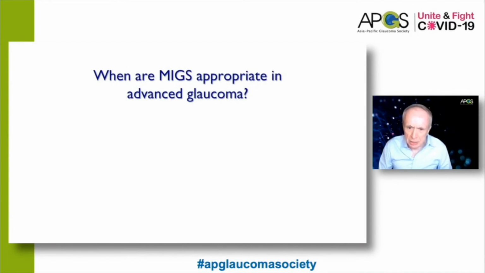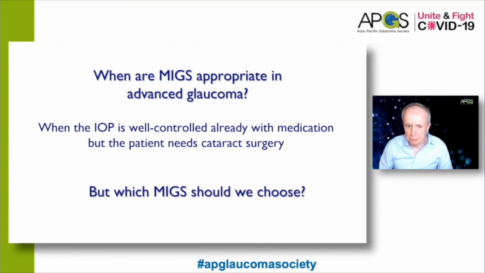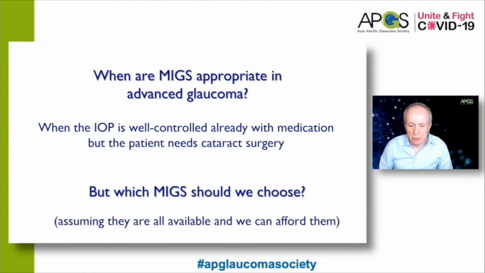However, there are circumstances where MIGS might be appropriate in advanced glaucoma. In general, if you have someone with advanced glaucoma who has a cataract, who is already very well controlled, then it's probably not unreasonable to offer a MIGS procedure in order to perhaps reduce medication burden or prevent pressure spikes after the cataract surgery. But which MIGS should we use?